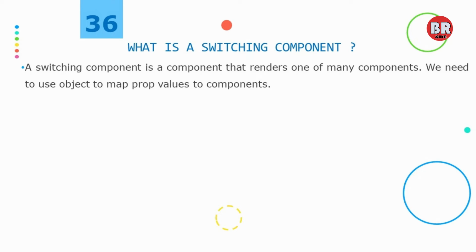What is a switching component? A switching component is a component that renders one of many components. We need to use an object to map prop values to components.